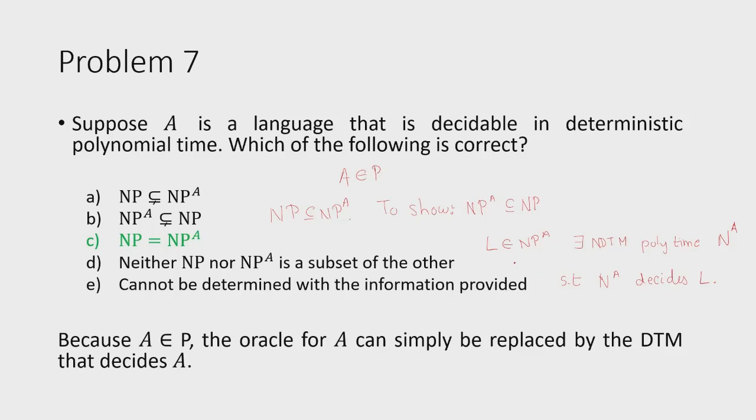So L can be decided by a non-deterministic Turing machine even without oracle access to A, and so L is in NP. And since this is true for every language in NP^A, we have that NP^A is in NP. Is this clear? Yes, sir.